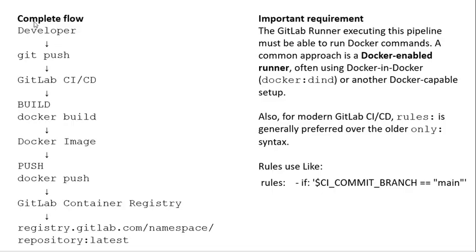And this example shows the complete flow: the developer does a git push, which triggers GitLab CI/CD, and then the build job runs docker build and creates the Docker image, and after that the push job runs docker push to the GitLab container registry, and last is registry.gitlab.com/namespace/repository:latest.